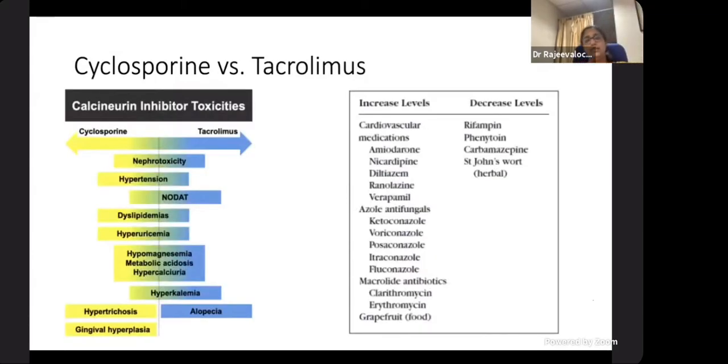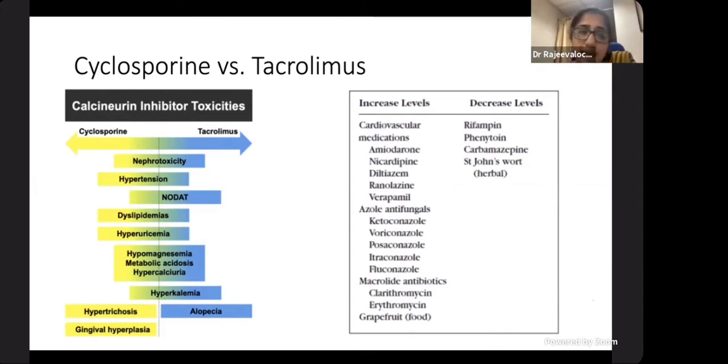Now, what are the CNI side effects? They can have a fair amount of toxicity and a slightly different profile between cyclosporin and tacrolimus. The nephrotoxicity is more with cyclosporin, especially since it's been used longer than tacrolimus. Hypertension more with cyclosporin, NODAT more with tacrolimus. Dyslipidemias, hyperuricemia slightly more with cyclosporin. The metabolic side effects are almost equal between the two. The cosmetic side effects like hypertrichosis and gingival hyperplasia more with cyclosporin, and alopecia more with tacrolimus.